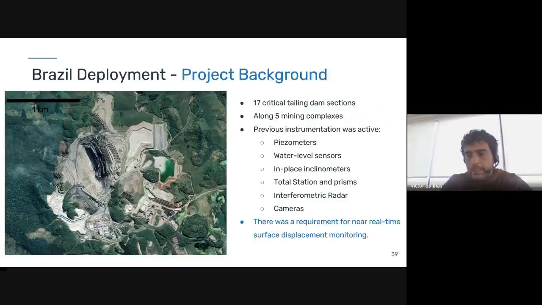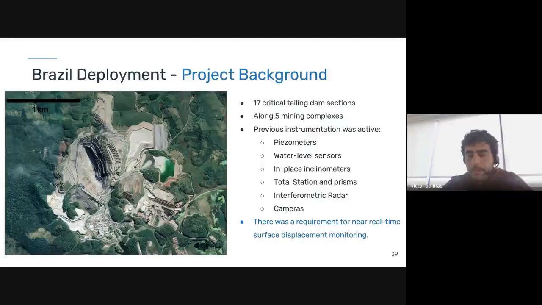In this case, we are talking about a project in 17 critical dam sections, property of Mosaic, distributed along 5 mining complexes. A consultant was hired to monitor, and previous instrumentation was active. They had piezometers, water level sensors, inclinometers, as well as total stations and prisms, interferometric radar and cameras. But there was a requirement for near real-time surface displacement monitoring.